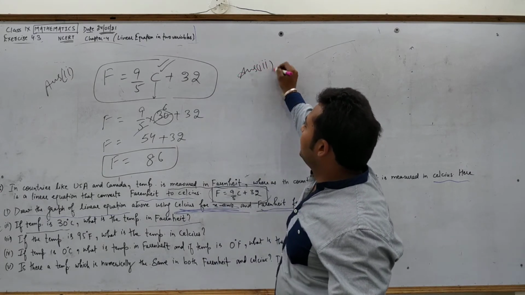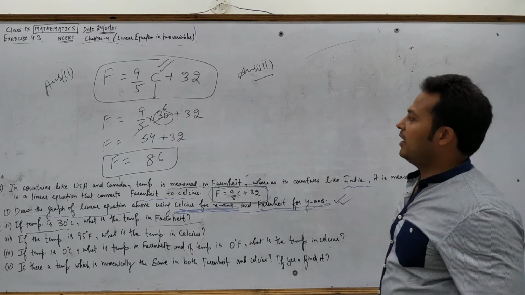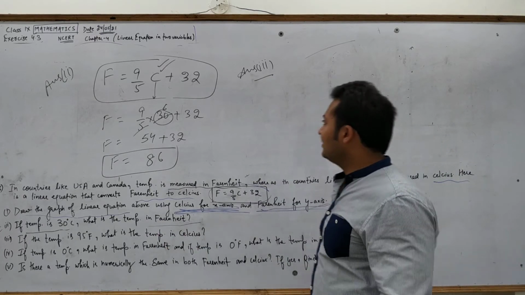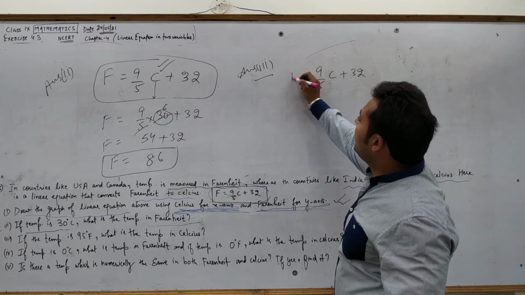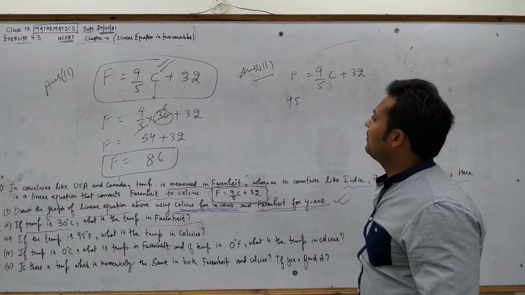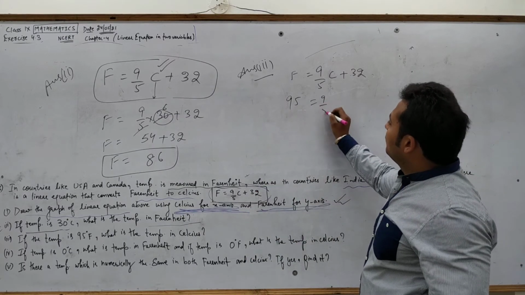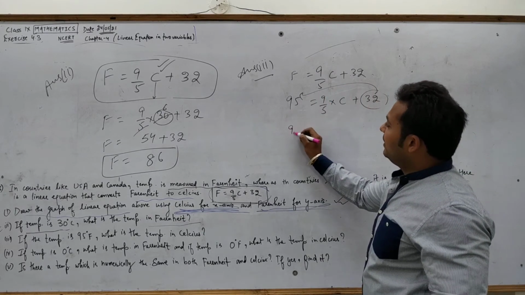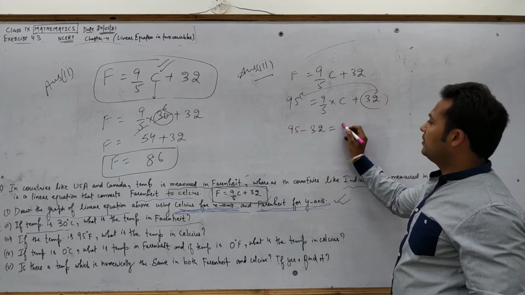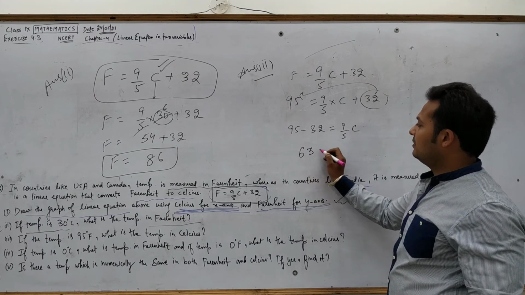Third part: if the temperature is 95 degrees Fahrenheit, what would be its value in Celsius? 9 by 5 C plus 32 equals F, and it is given that in Fahrenheit it is 95. So 9 by 5 into C plus 32. 32 we will take to the left hand side. 95 minus 32 is 9 by 5 C. 95 minus 32 is 63.